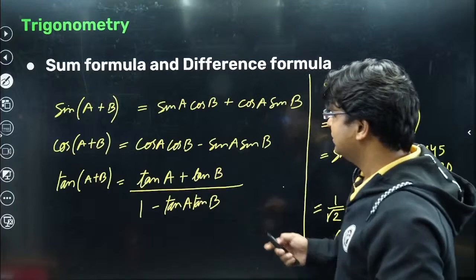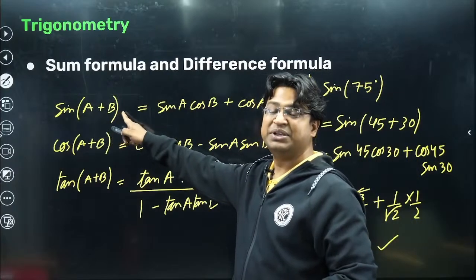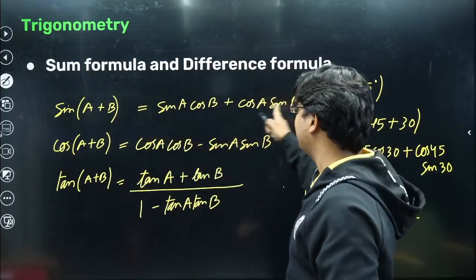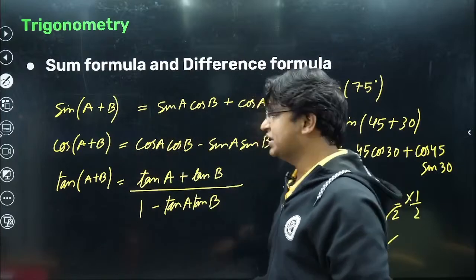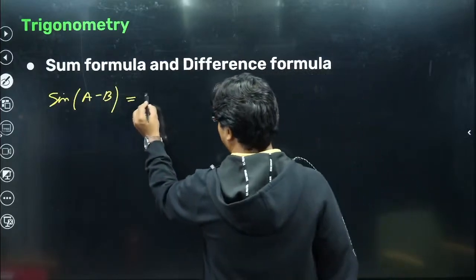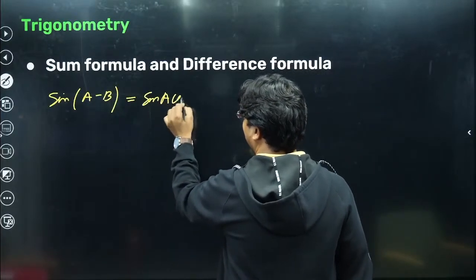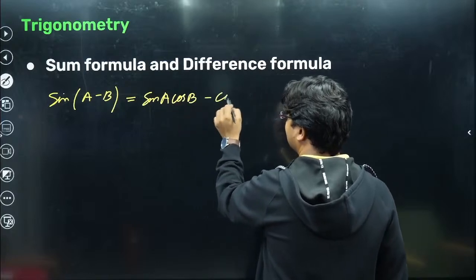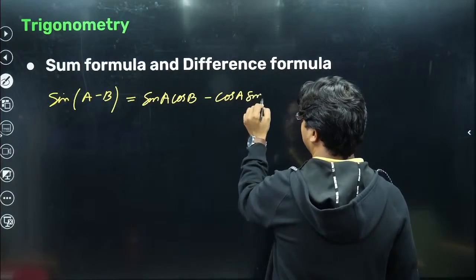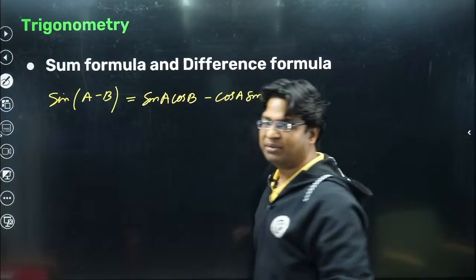If you know the sum formula, you can replace B by minus B in this entire formula, and you will get the formula for sine A minus B. Doing that will give you sine A cos B minus cos A sine B. So this is the formula for sine A minus B.